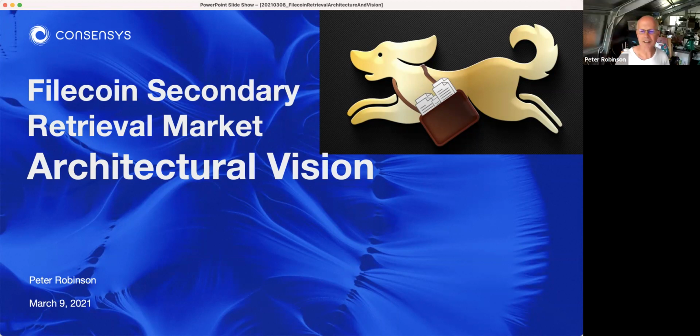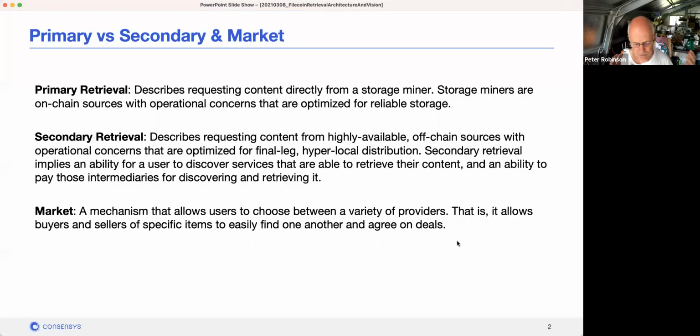So the top right is the logo that we've come up with for Filecoin Retrieval. So you've got a dog there, a retrieval dog that is busily getting your files and getting them back to you quickly. And so that's our top level thought on how it's all going to work. You're going to be able to get your files quickly. So, the architecture we've got is actually secondary retrieval.